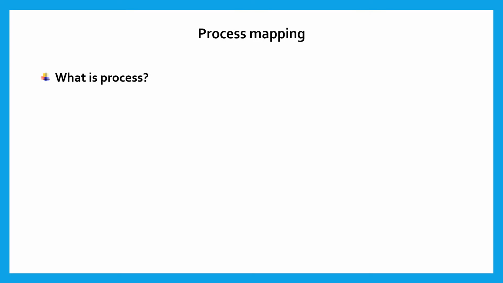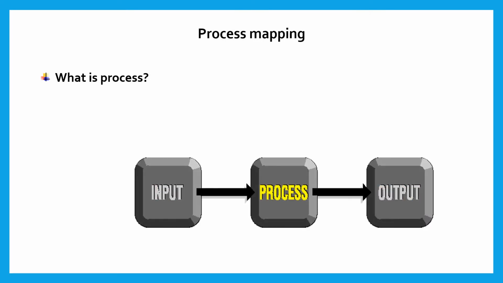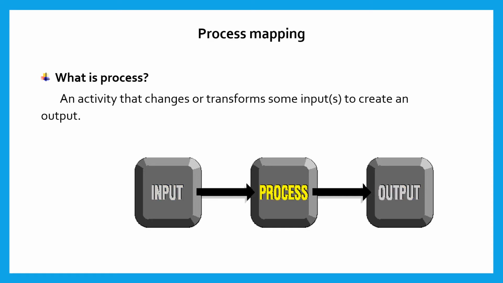Process mapping. What is a process? A process is a series or set of activities that interact to produce a result. It may occur once only or be recurrent or periodic. An activity that changes or performs some input to create an output.